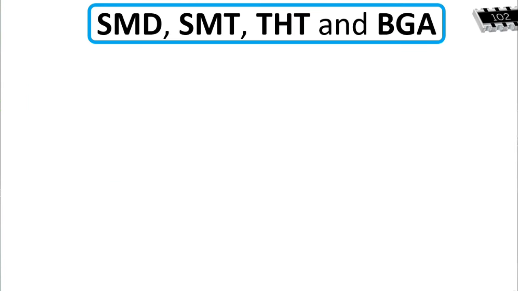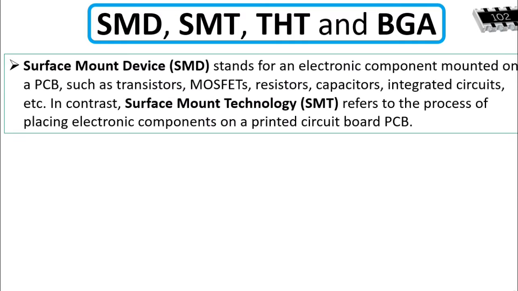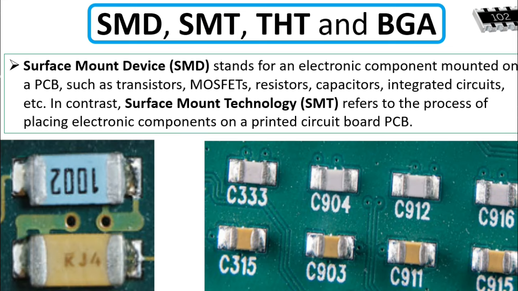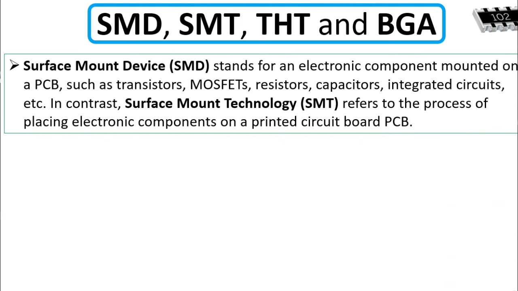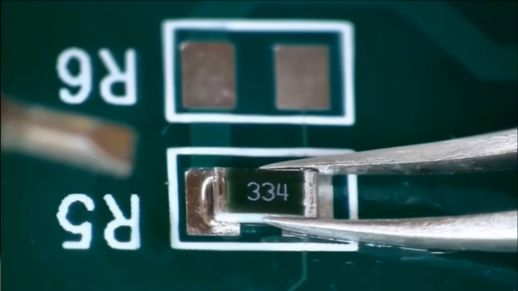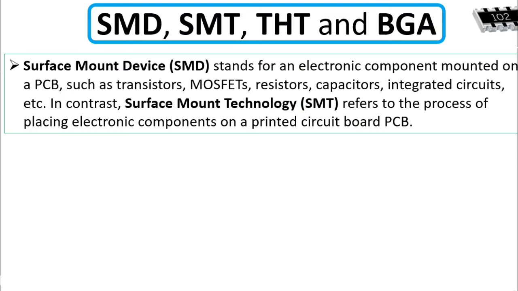So let's see what is the difference between SMD, SMT, THT, and BGA. The surface mount device SMD stands for an electronic component mounted on a PCB, such as transistors, MOSFETs, resistors, capacitors, integrated circuits, etc. In contrast, surface mount technology SMT refers to the process of placing electronic components on a printed circuit board PCB.